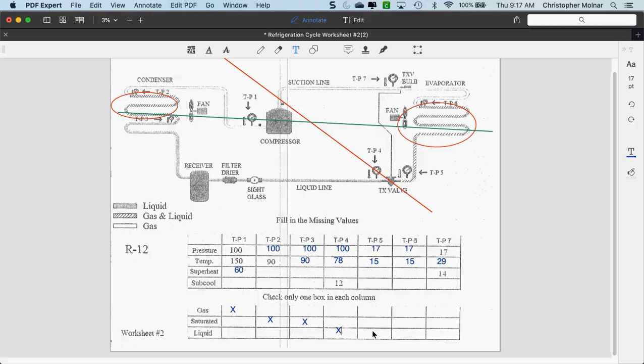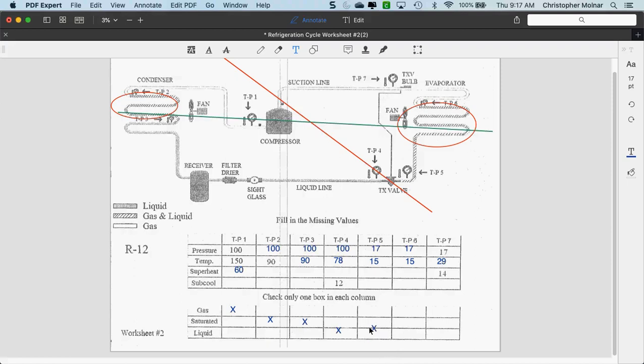Does anybody have any questions for me? We need to be very careful there because I don't want anyone to come back and say, you gave me the wrong answer, okay? So that's for TP5? That is right as we come out of that metering device.